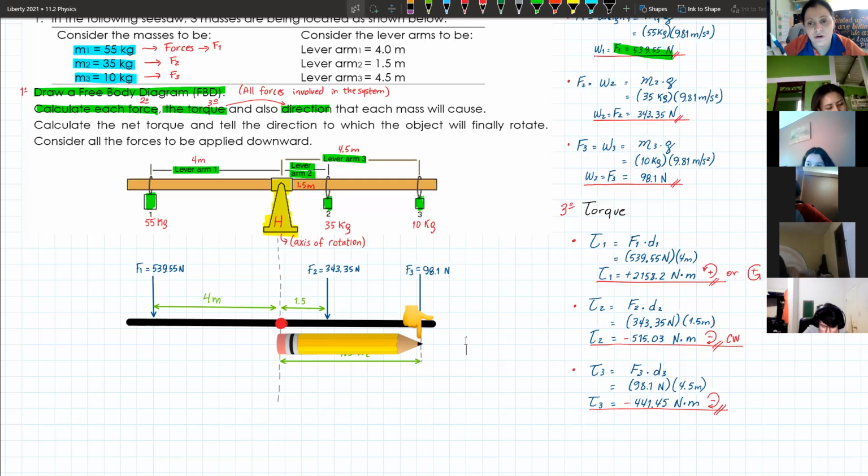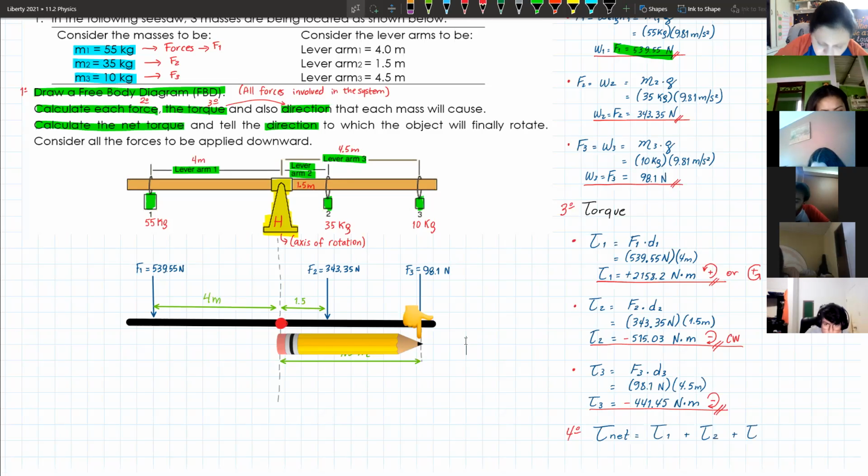So now that you have all the torques, what comes next is to calculate. Take a look. We already got the force. You already got the torque and direction. So we're going to move to the next step, that is, calculate the net torque and tell the direction to which the object will finally rotate. To calculate the net torque, you just need to add the individual torques, also including the symbols. So in this case, the net torque is going to be equal to torque 1 plus torque 2 plus torque 3. Remember to consider the symbols. Positive torque 1, negative torque 2, and negative torque 3.